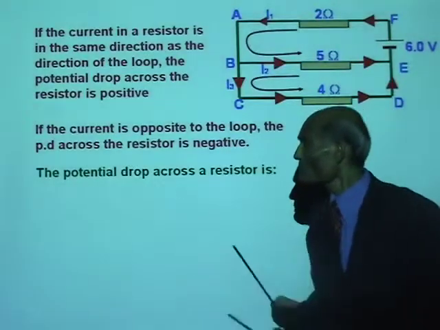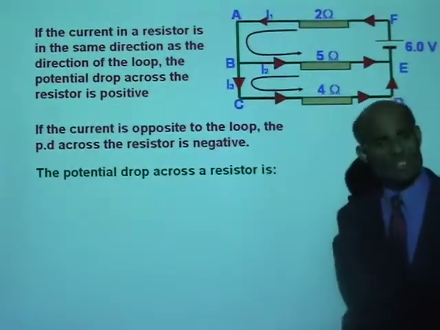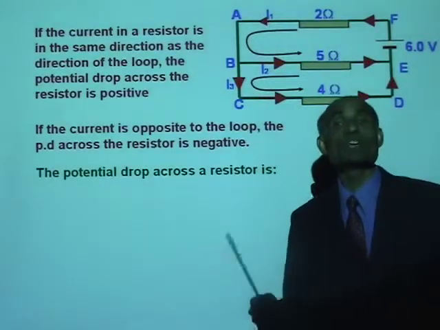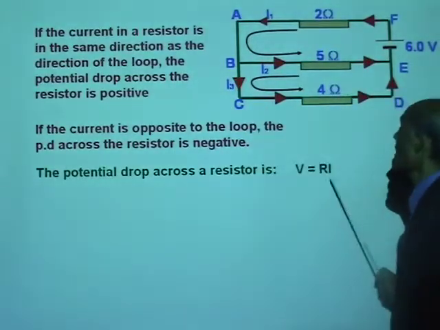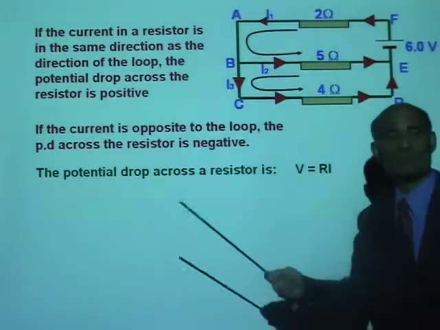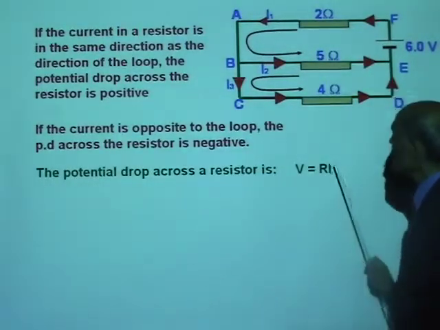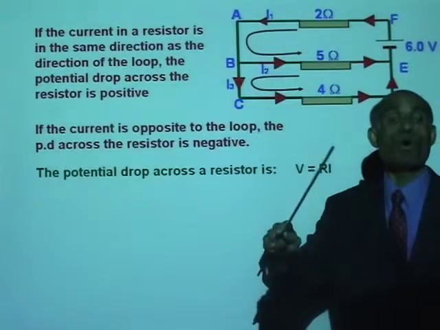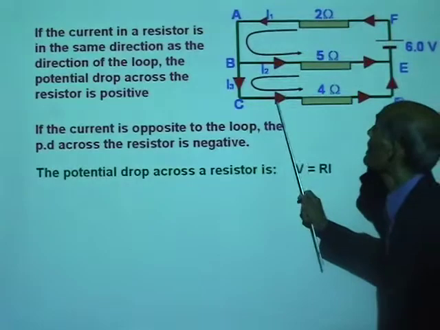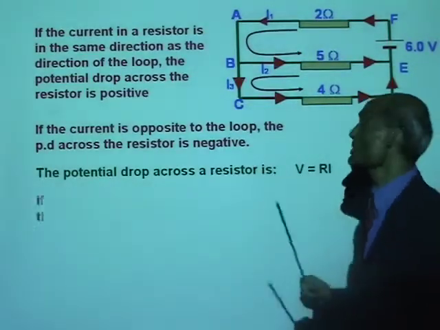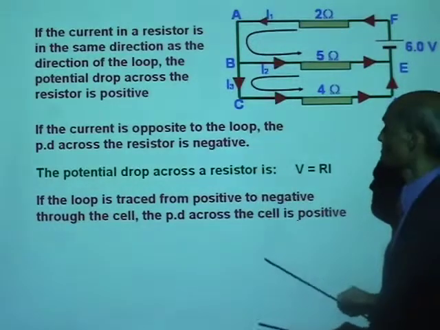Now, what is the potential drop across a resistor? How do you find the potential drop across a resistor? V equal to Ri. The potential drop across a resistor is resistance multiplied by the current. And this quantity can have a positive value or negative value depending on the direction of the current and the direction of the loop that is traced out.